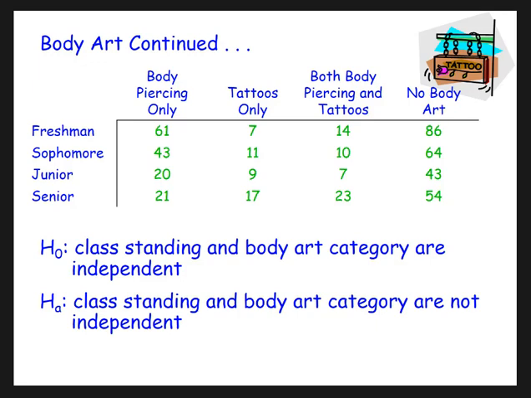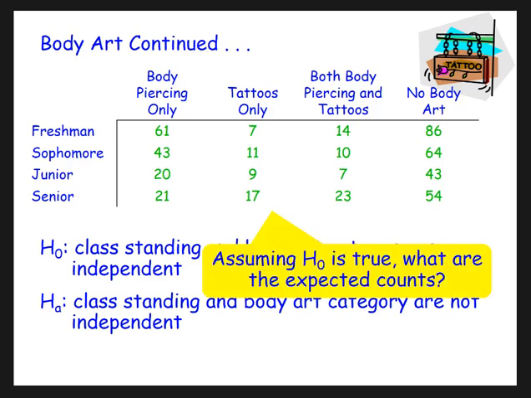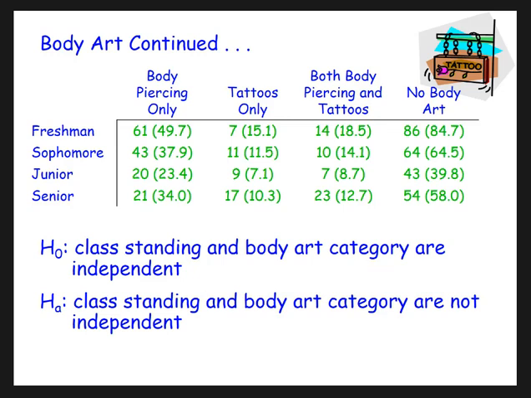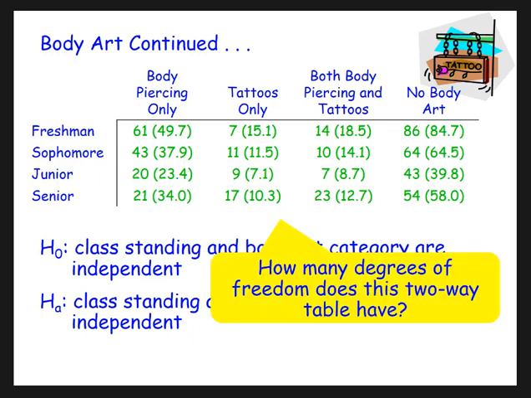So the null hypothesis is that class standing and body art are independent. The alternative is they're not independent. So if we assume that the null is true, what would those expected values be? We have to find those row totals and column totals. Remember, it's row total times column total divided by the grand total, and we get the expected value for each cell. So now this is a 4x4 table. There are 16 cells, so we have to do each of those 16 components towards our test statistic.